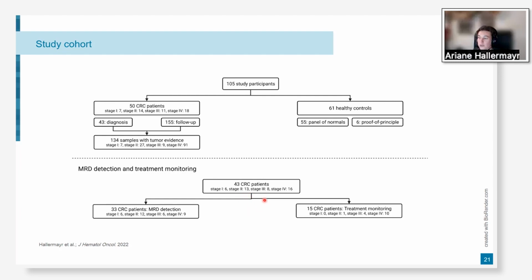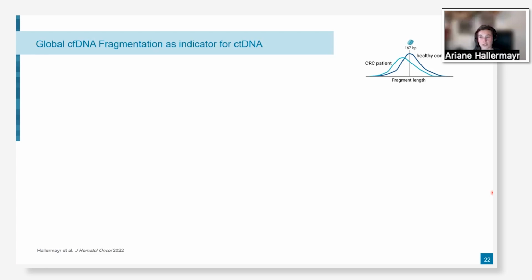And for those patient samples, those patients were then analyzed to assess whether liveDNA could be used for residual disease detection or for treatment monitoring. First, I'd like to summarize the results I obtained for the global cfDNA fragmentation as an indicator for ctDNA.